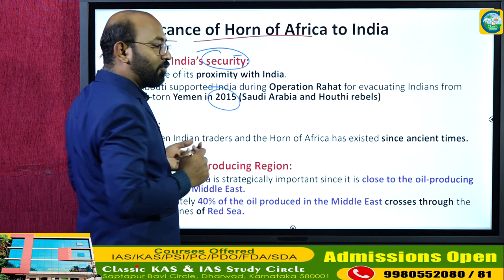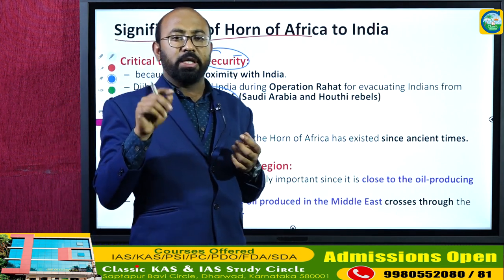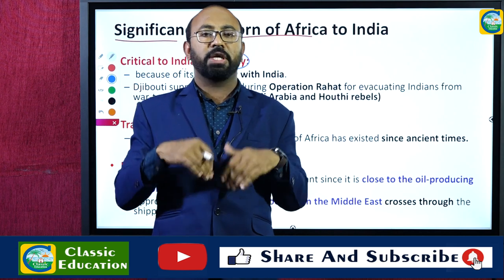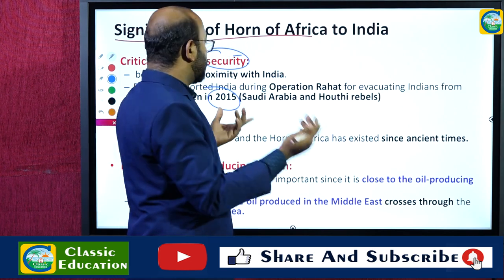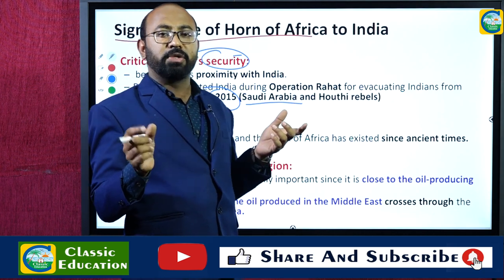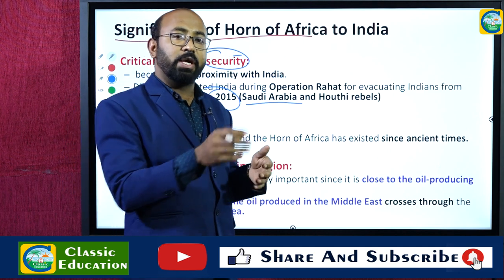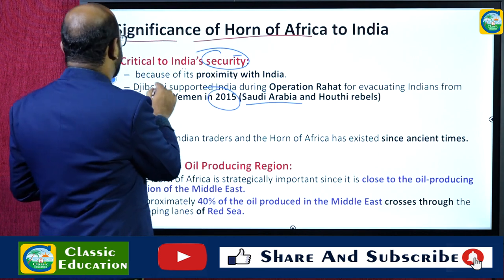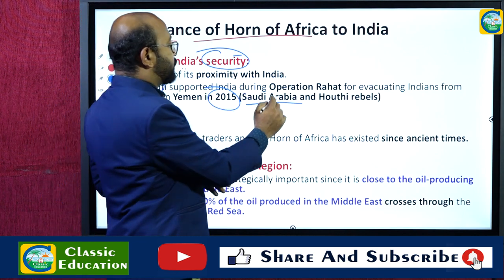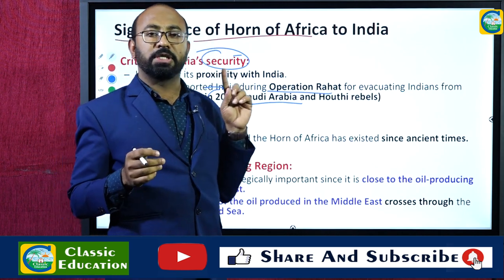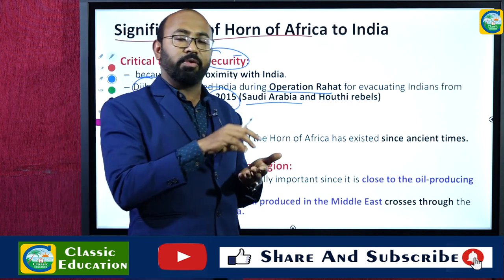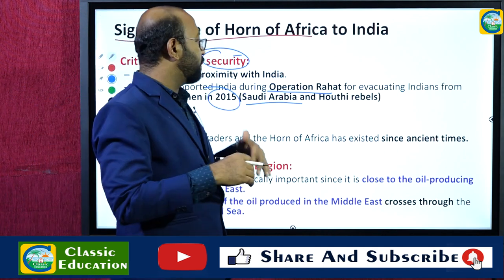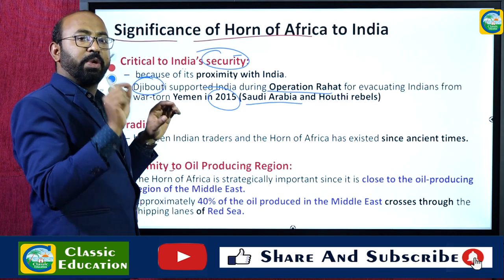During the 2015 conflict between Saudi Arabia and Yemen, Yemen is known for civil wars, especially the Houthi rebels. These Houthi rebels want to dethrone the government and establish their own government. But Saudi Arabia again got involved in this conflict. Because of this conflict, the Indians who were working in Yemen were facing severe threats to their lives. But during that time, Djibouti supported the Indian government in Operation Rahat. The government of India launched Operation Rahat to rescue the Indian people who were located in Yemen. Because of these kinds of arrangements, and because of the Indian people working there, the security of this region becomes very, very important for India.